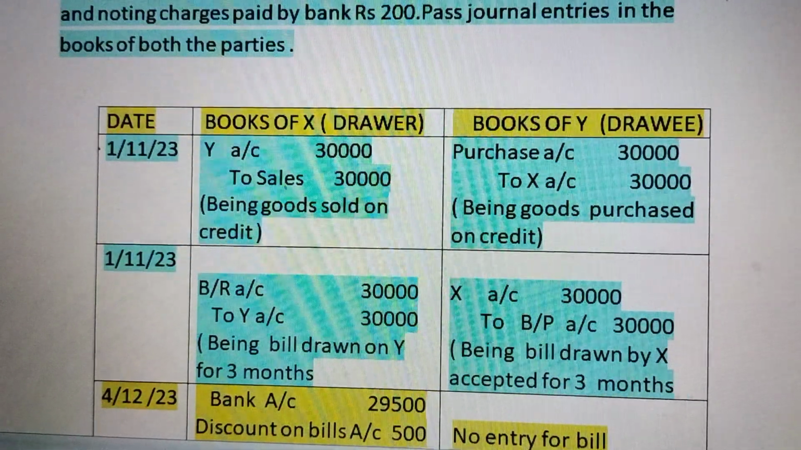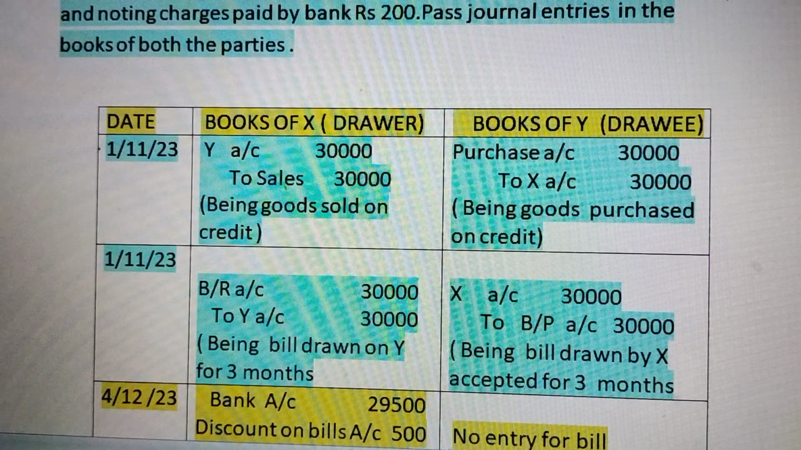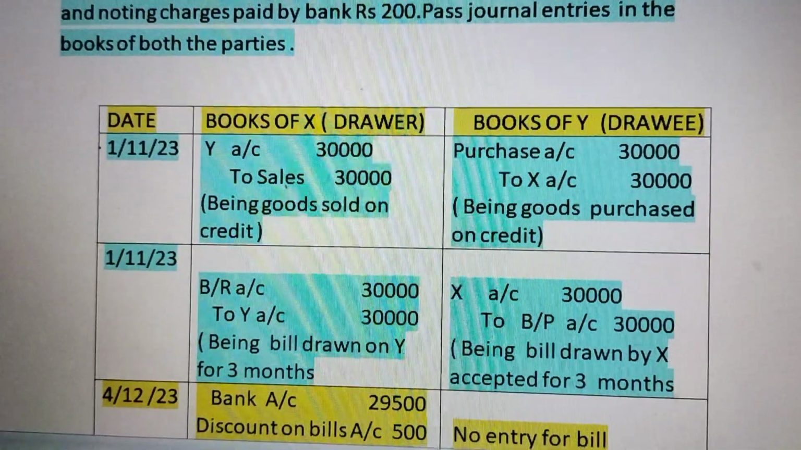When bill is drawn and sent to the drawee, he will accept it and he will pass the entry in the books of the drawee. On acceptance of the bills, the entry will be drawer to bills payable. Drawer to bills payable. Who is a drawer? Mr. X is a drawer. So he'll pass the entry as X account debit to bills payable account. Okay, X account debit to bills payable account.